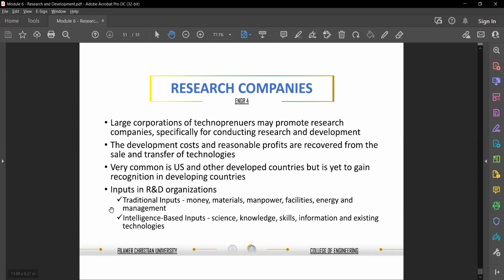And then inputs and R&D organizations. So traditional inputs like money, materials, manpower, facilities, energy, and management. And then in terms of intelligence-based inputs naman, so these are the science, knowledge, skills, information, and existing technologies.